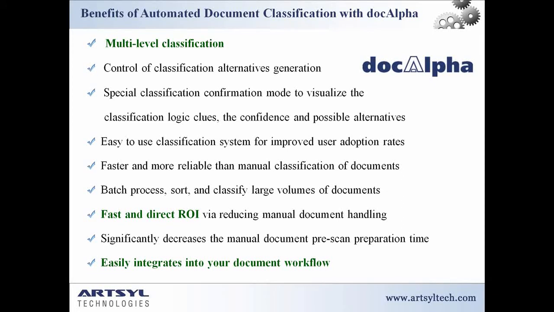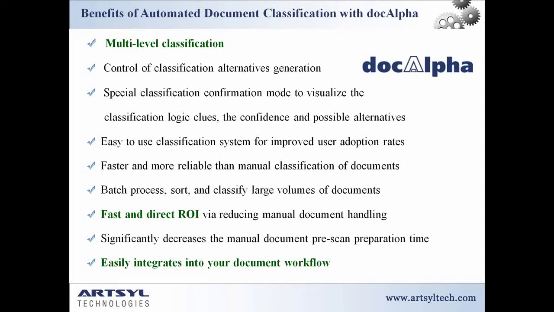Then the classification through docAlpha works in a batch mode. So it's a tightly controlled batch processing, which is very friendly to high volume requirements of large companies' processing. When you put those things together, you get a fast and direct return on investment because you're reducing your manual labor. On the front end, the time to handle the documents prior to scanning is reduced greatly. And that also means that you can actually get the documents into the system faster from the moment of receiving them. So if you're talking about classification as part of your accounts payable processing, for example, you can utilize that to get such benefits as early payment discounts, for example.